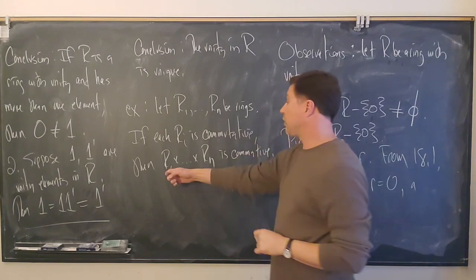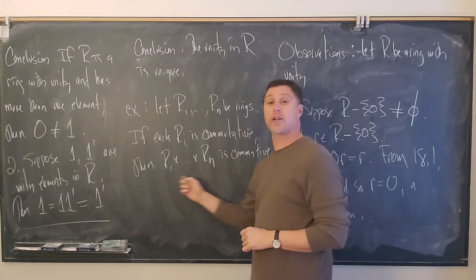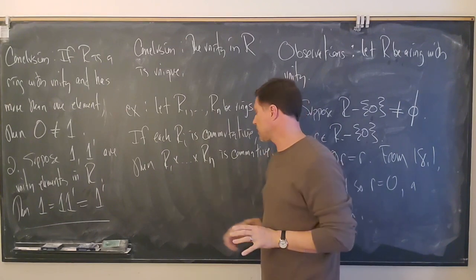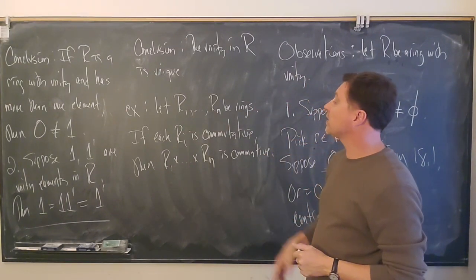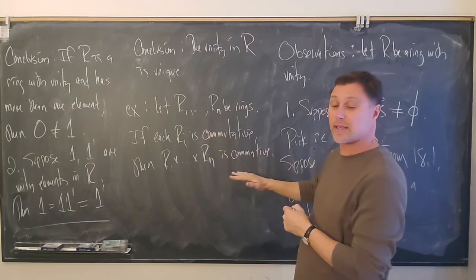Remember, if you have a bunch of rings, you can take the direct product, you get a ring, using the obvious operations. And so what we have here is a direct product of commutative rings is commutative.